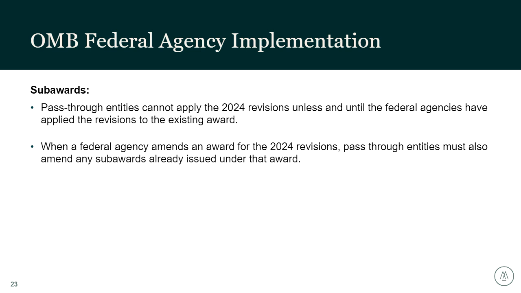So when a federal agency amends an award for the 2024 revisions, you must also amend your subawards for those revisions as well. So that's going to take some planning and hopefully some early discussion with your prime awardee to ensure you're expecting that, and you can make those necessary changes for your subawardees too. And again, they should not be surprising you with this. So it's something that they should have already communicated, so you can make these changes yourself.